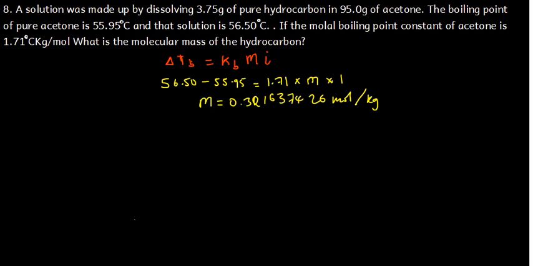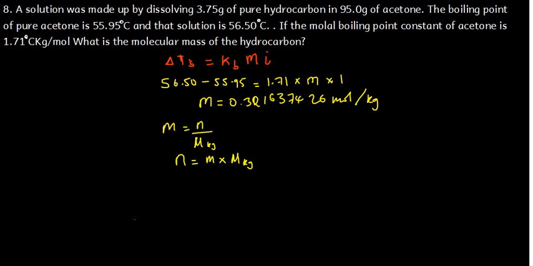Now what do we want to calculate? The molecular mass of the hydrocarbon. Well, the first thing is we need to understand the number of moles of hydrocarbon which we dissolved. And from this formula, we know that molarity is equal to the number of moles divided by the mass in kg. So the number of moles dissolved is equal to molarity multiplied by the mass in kg. Now this mass is the mass of the solvent that we dissolved into.